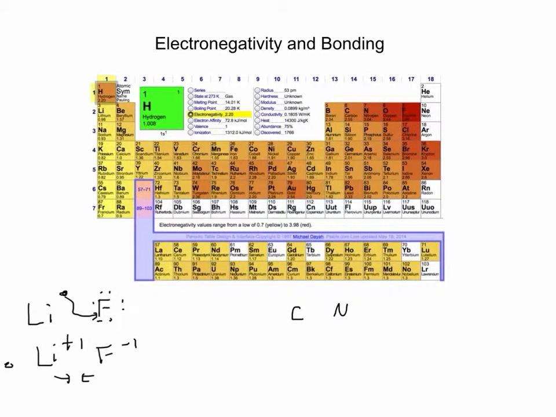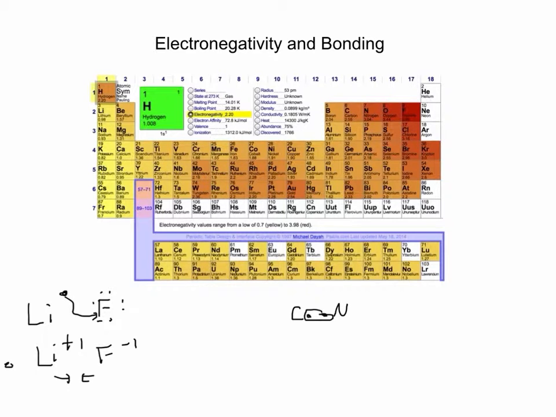If we look at a covalent compound, let's say between carbon and nitrogen, their electronegativities are much more similar. Because of that, if they have two electrons they are going to share, they will share them pretty much equally. Neither one is going to take the electrons completely away from the other one.